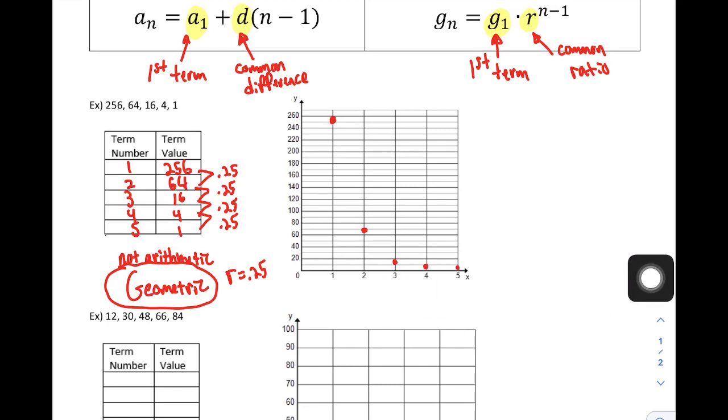Alright, I'm just going to label my graph here. I don't like having no names down here. So term number, that goes down here, and term value right there.